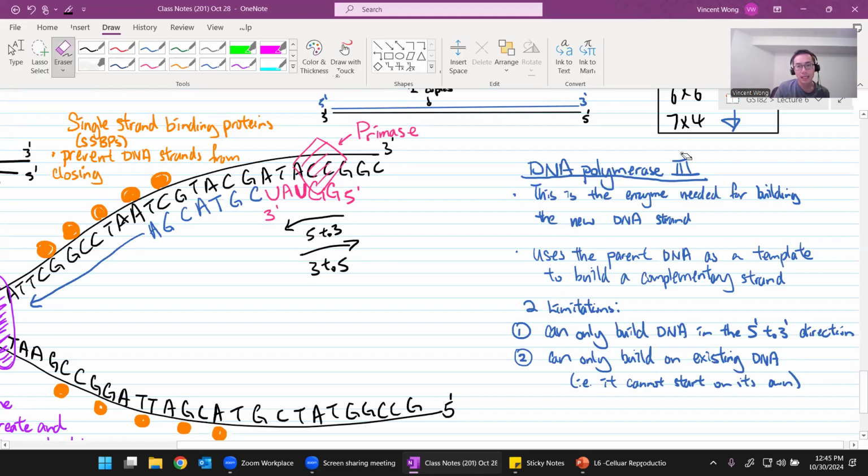So DNA polymerase 3 can only build DNA from 5 to 3. Right? That's its limitation, right? And that's why it's gonna go towards the fork like this. It's only gonna be able to do it this way and not the other way around.